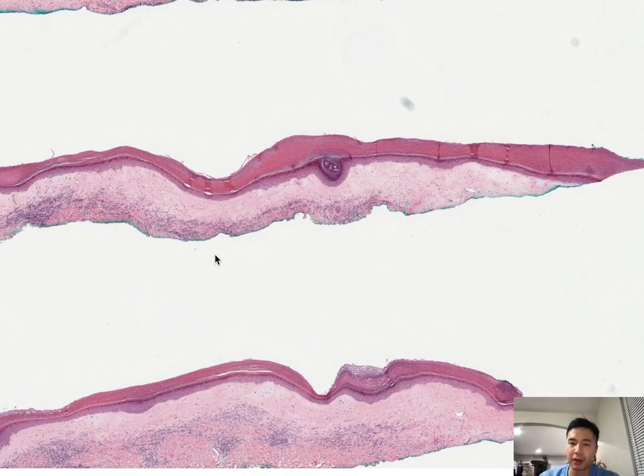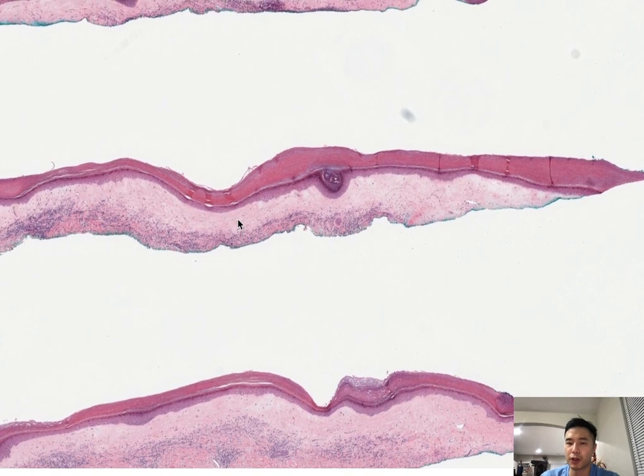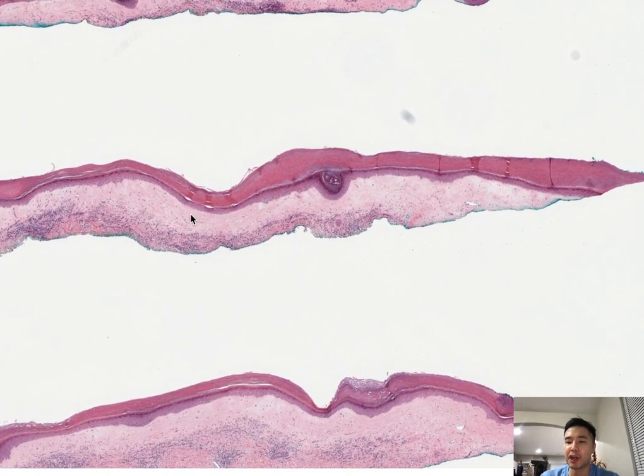Lichen sclerosus leads to something we call DVIN, or differentiated vulvar intraepithelial neoplasia. That is dysplasia, it's precancer. And then that can lead to squamous cell carcinoma. That's driven by an HPV-independent mechanism.